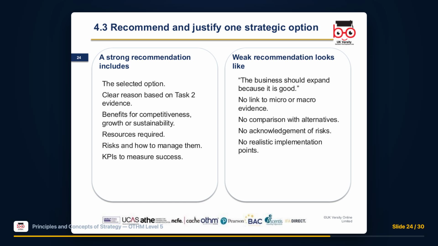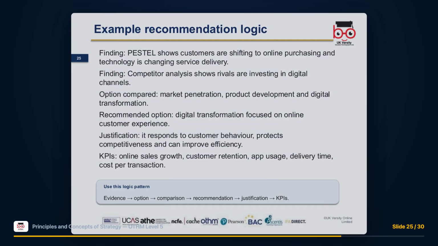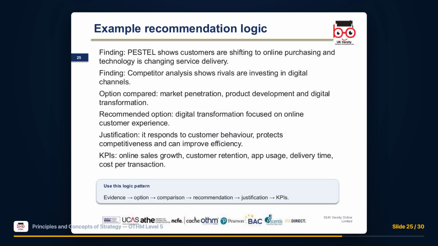A strong recommendation states the selected option, gives a clear reason based on your Task 2 evidence, sets out the benefits for competitiveness and growth, the resources required, the risks and how to manage them, and the KPIs to measure success. A weak recommendation just says the business should expand because it's good, with no evidence, no comparison, and no acknowledgement of risk.